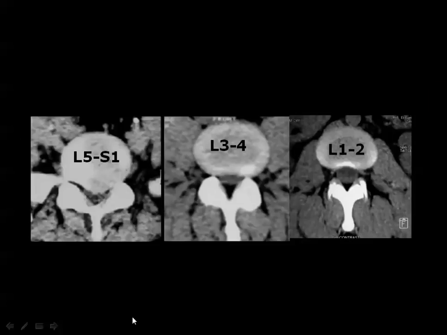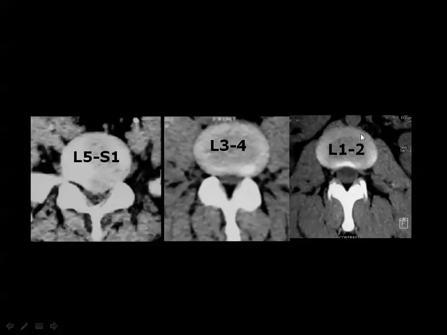Then if you go to the section that has passed through the disc substance, how can you evaluate the disc? Just look for the posterior edge of the disc, which is of course very important compared to the anterior border of the disc.